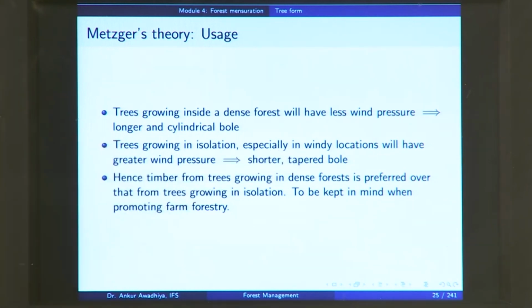So, when we are promoting farm forestry, which is the growing of silvicultural trees in farmlands as well, this is something that needs to be kept in mind: the amount of profits that people might receive could be lesser than the profits they would receive if it was a completely dense stand. And so, we have to make some policy interventions to ensure that the people who are growing trees in a farm are also able to gain adequate remuneration.